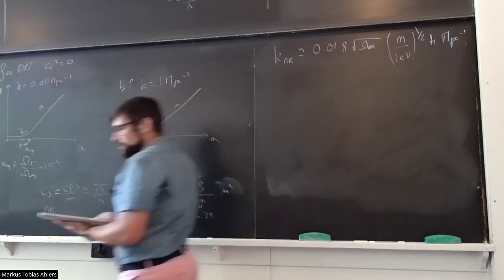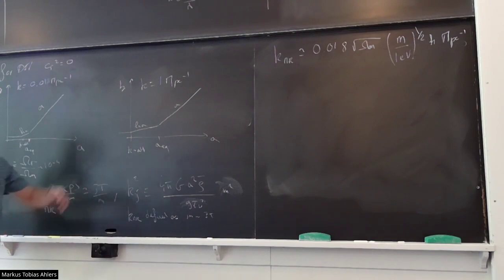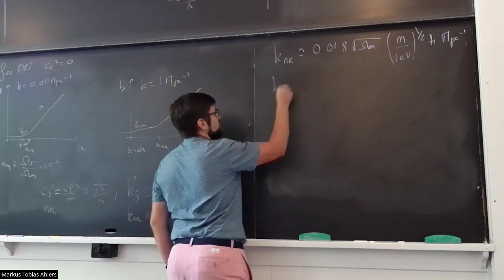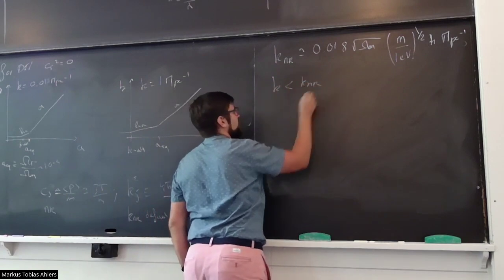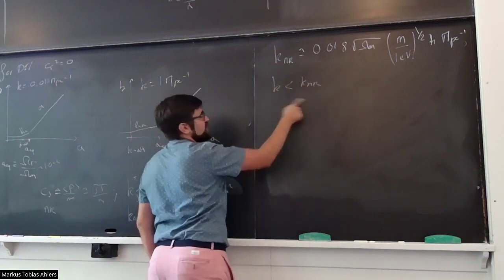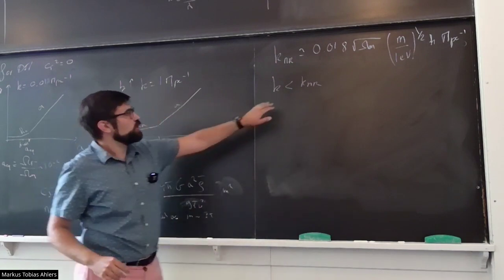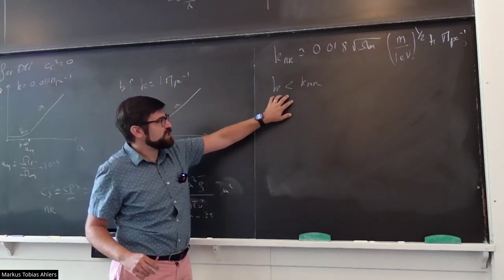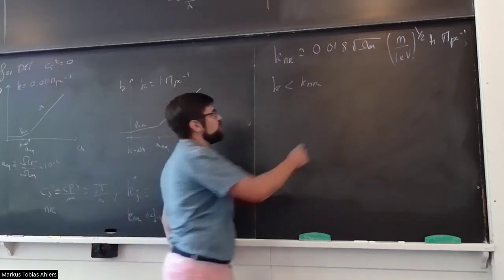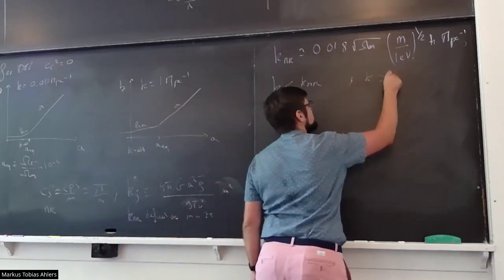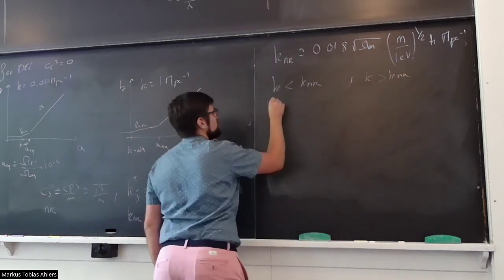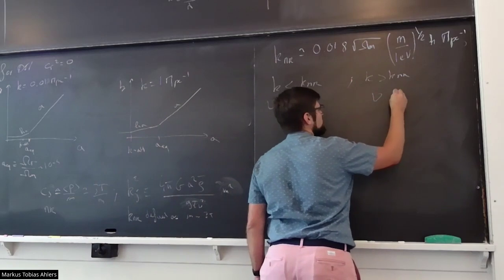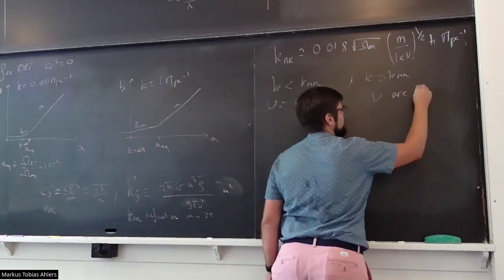Okay? So this means that depending on the scale, if k is much smaller than the non-relativistic scale, the modes on very large scales are going to behave just like dark matter. And in the opposite limit, neutrinos are free streaming, basically.